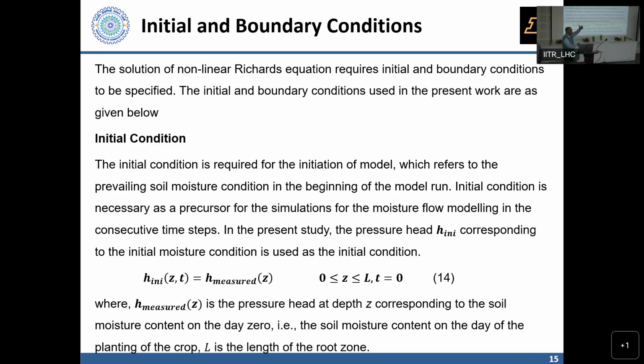Throughout the root zone, what are the initial moisture contents when I start my irrigation, when I sow my seeds? That is the initial condition. Then what will be the boundary conditions?